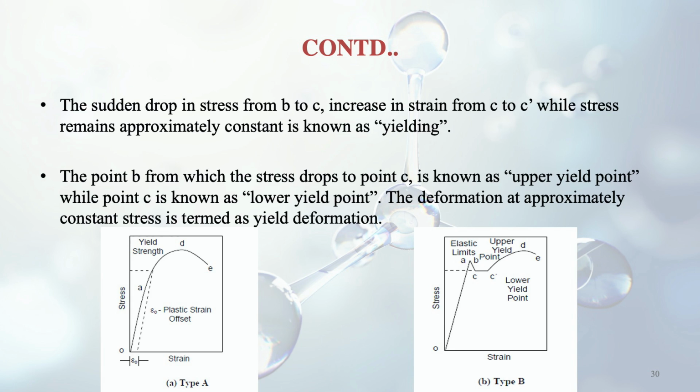Okay, so as I discussed before, to convince you more, I am discussing the same thing again. The sudden drop in stress from B to C, and the increase in strain from C to C dash while stress remains approximately constant, is known as yielding. The point B from which the stress drops to point C is known as the upper yield point, while point C is known as the lower yield point. The deformation at approximately constant stress is termed the yield deformation.